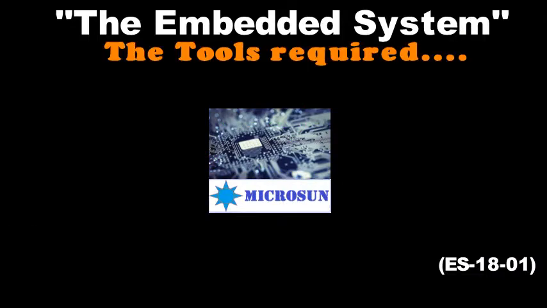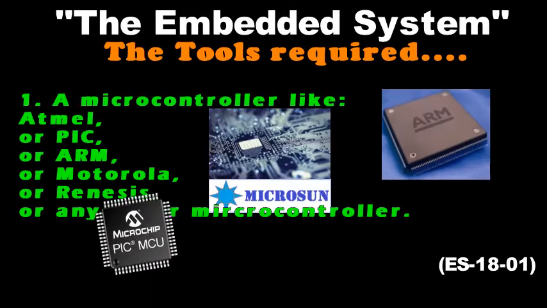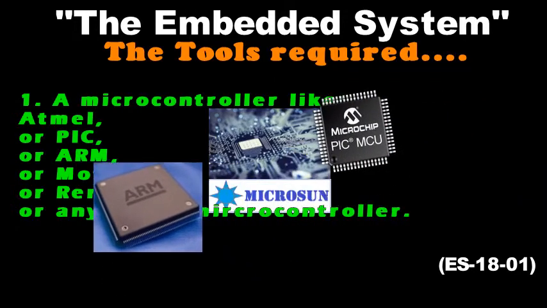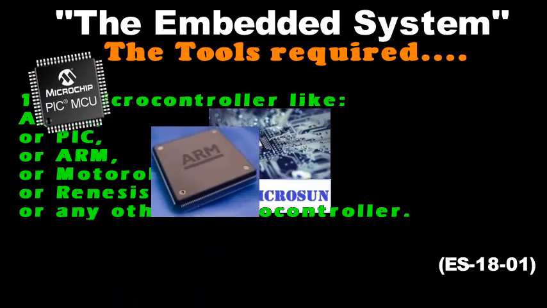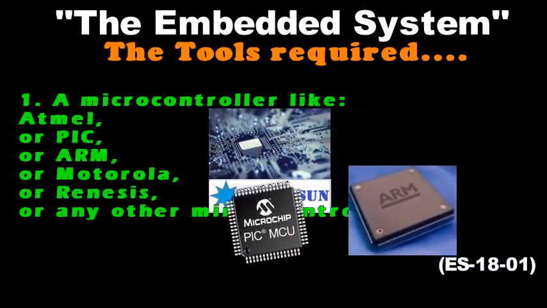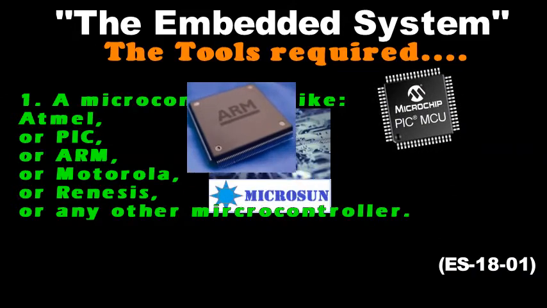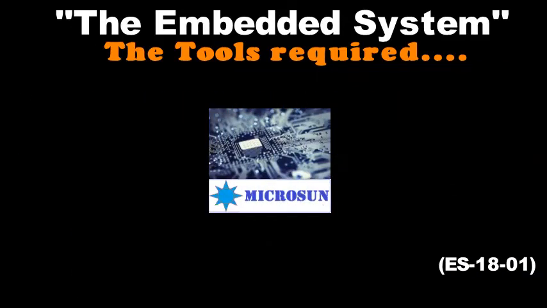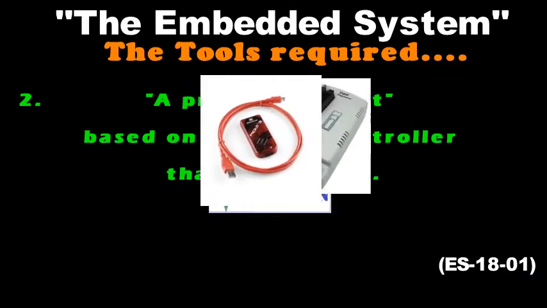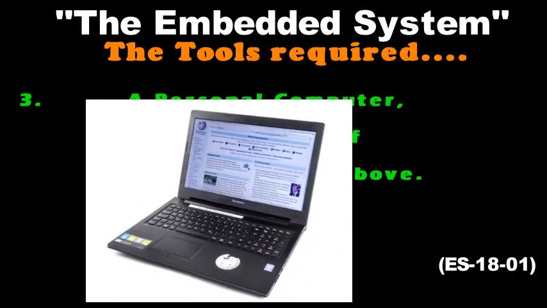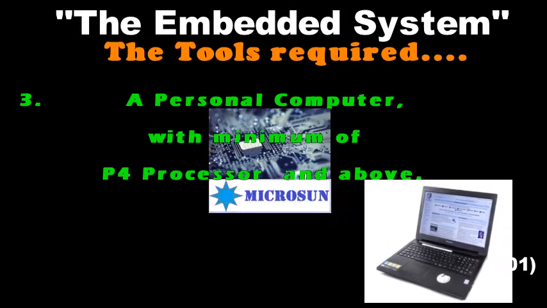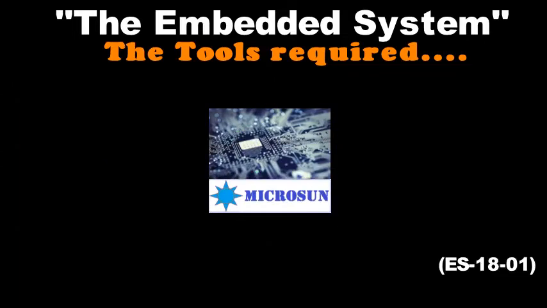The tools required for the development of embedded system are: 1. A microcontroller like Atmel, or PIC, or ARM, or Motorola, or Renesas, or any other microcontroller. 2. A programmer kit based on the microcontroller that you choose. 3. A PC with minimum of Pentium processor and above.